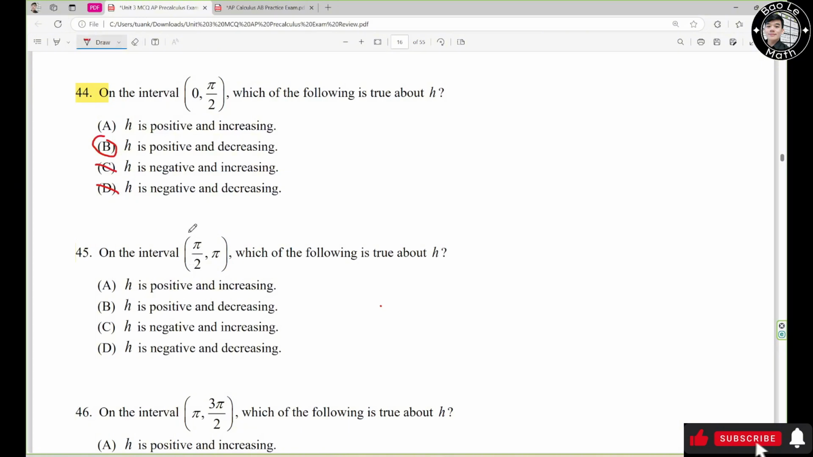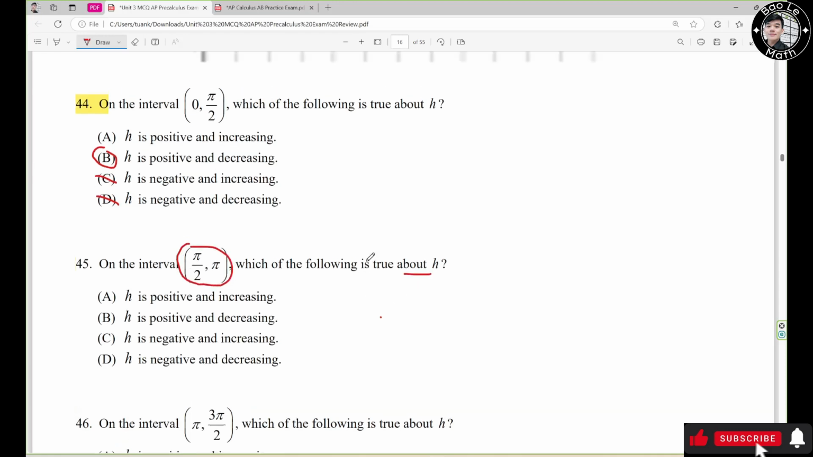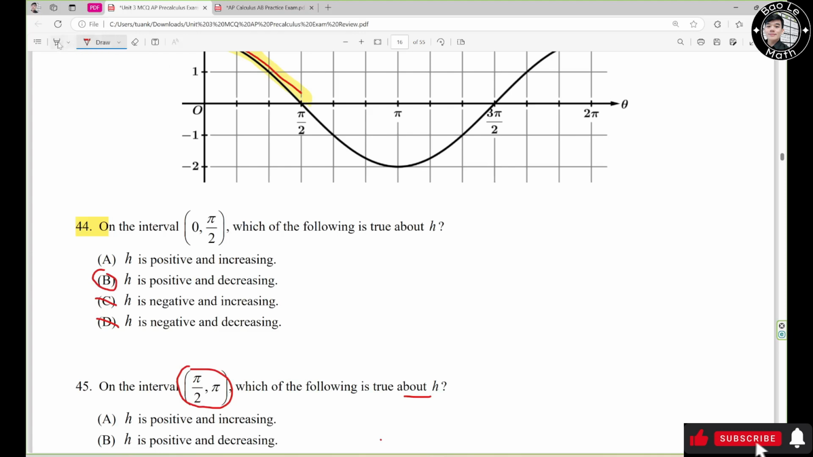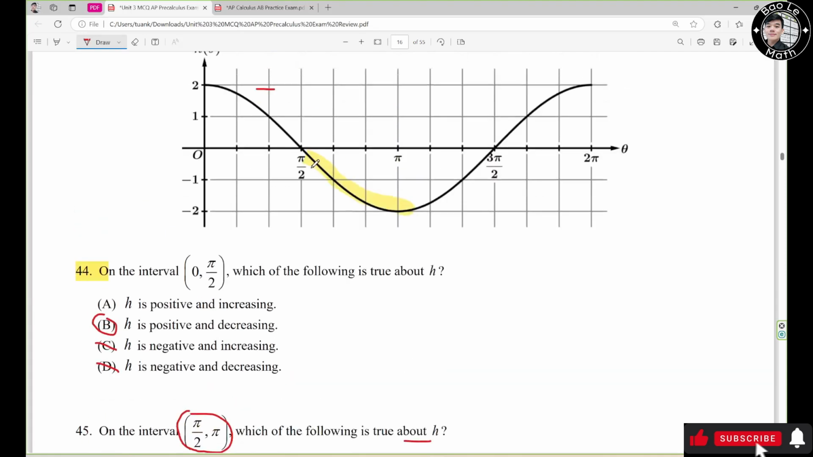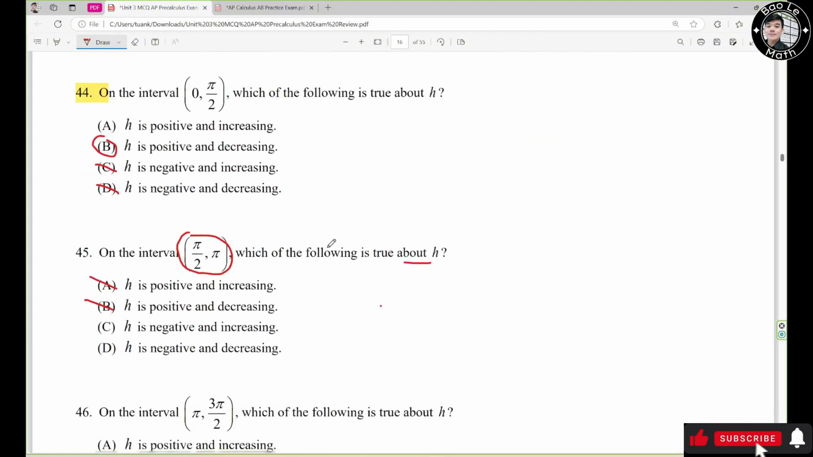Question 45. On the interval pi over 2 to pi, which of the following is true about the function h, right? Pi over 2 to pi, which means this part right here. The function is negative, right? Because it's below the x-axis, right? So we need to eliminate A and B, right? Now, the function is decreasing because it's going down, right? The rate of change of the tangent line is negative, right? Using the Christmas tree trick. So the answer must be D.